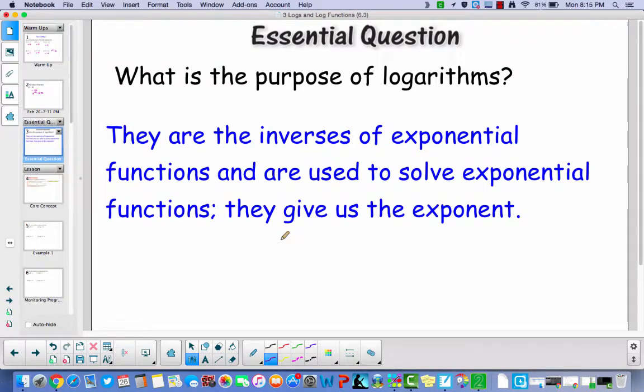Inverse is used to undo something. We undo multiplication by doing division. We undo addition by doing subtraction. That's what that means for the inverse. So logs and exponentials are inverses of each other.